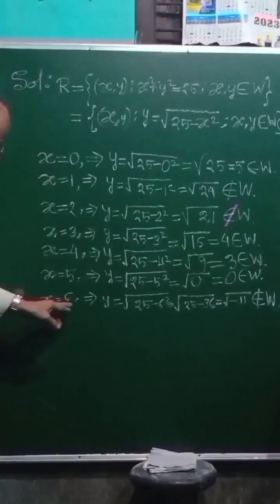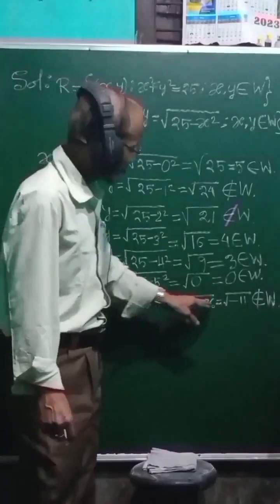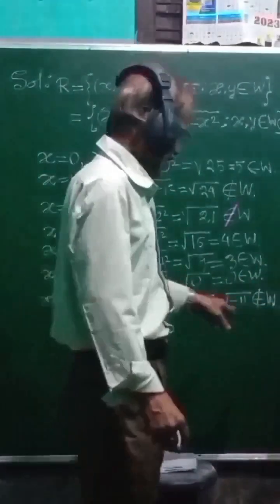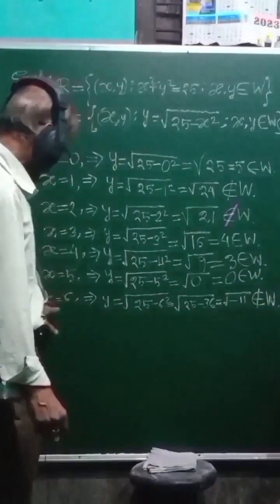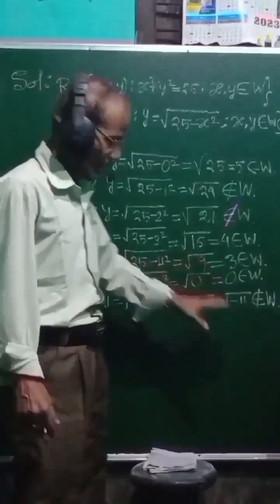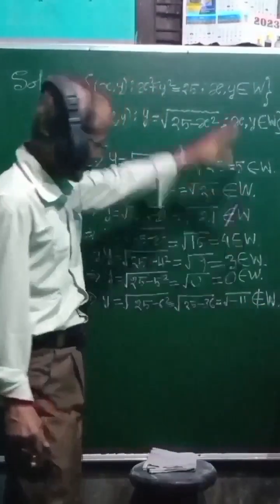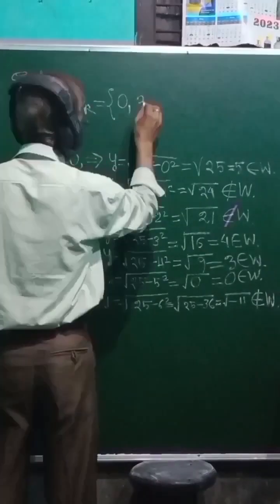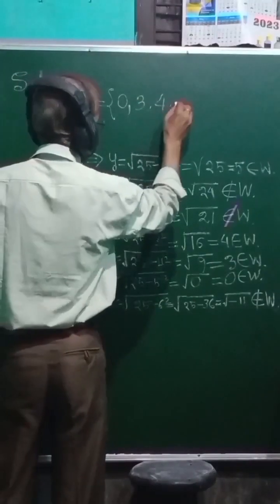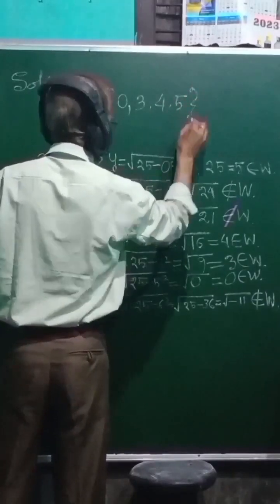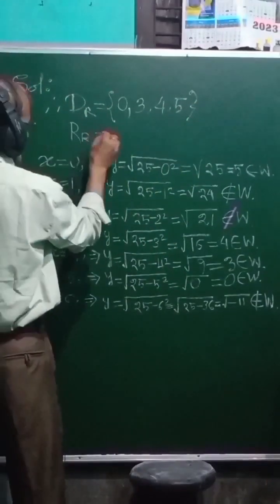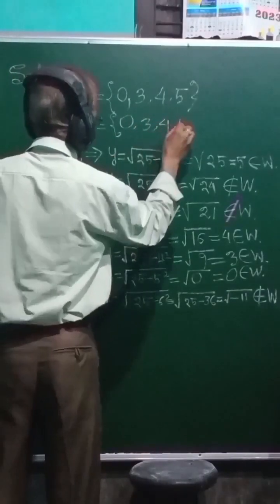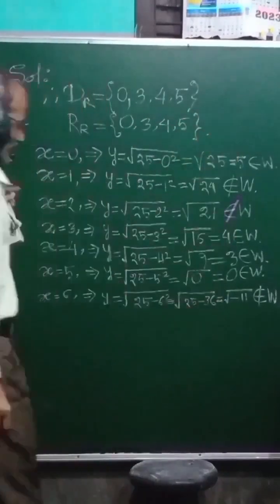Then taking x = 6, we see that y = √(−11), which is not a real number, and hence does not belong here. Further values of x are meaningless because they will give all negative numbers. So up to here it is finished. Therefore, the domain of R is {0, 3, 4, 5}, and the range of the relation is {0, 3, 4, 5}. This is the answer.